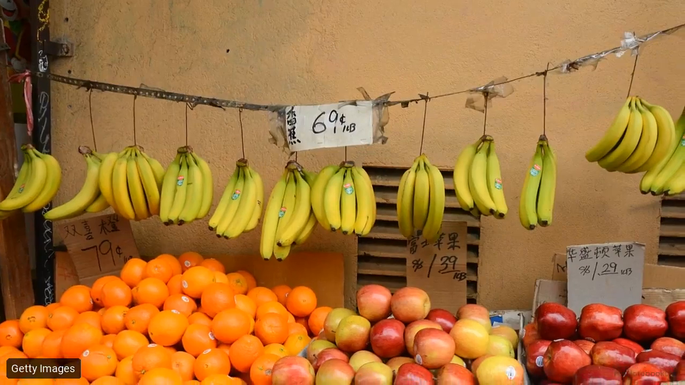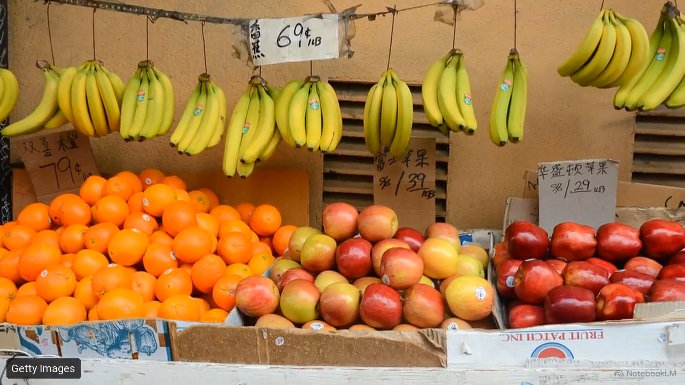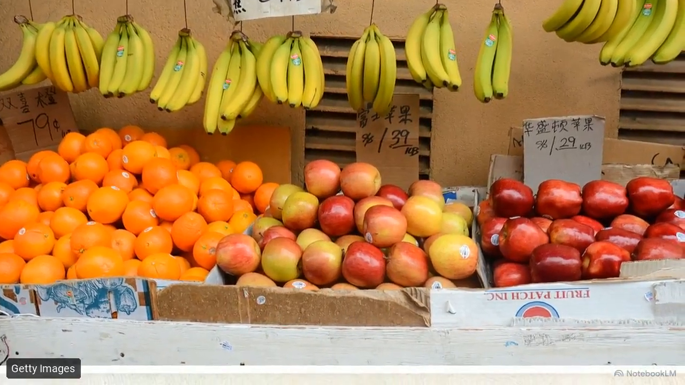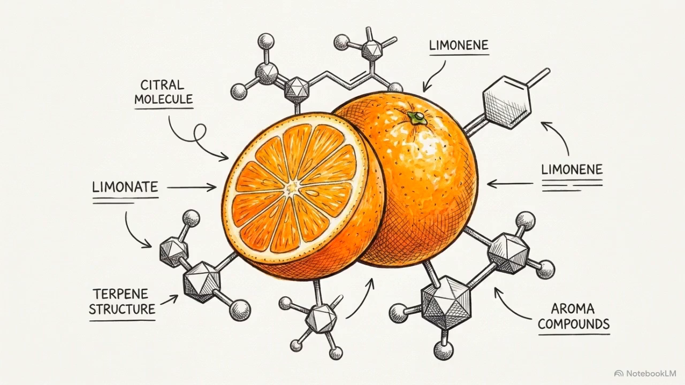The sweet smell of a ripe banana and the sharp citrus of an orange are both caused by specific chemical compounds called esters. Pentyl acetate gives us that banana smell, and octyl acetate gives us the orange.